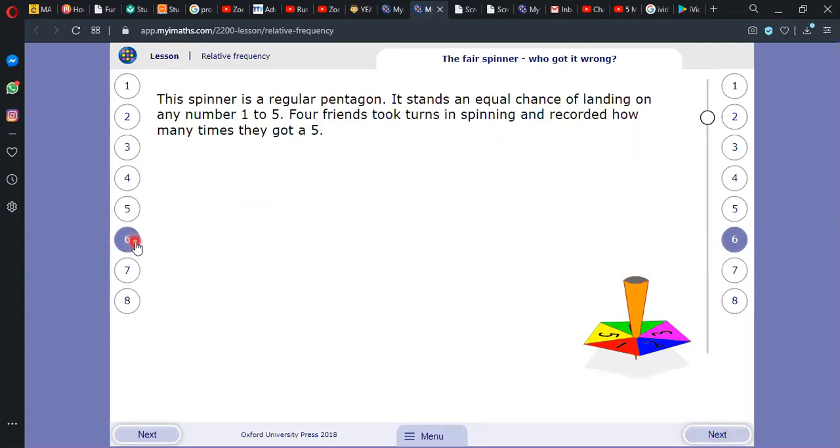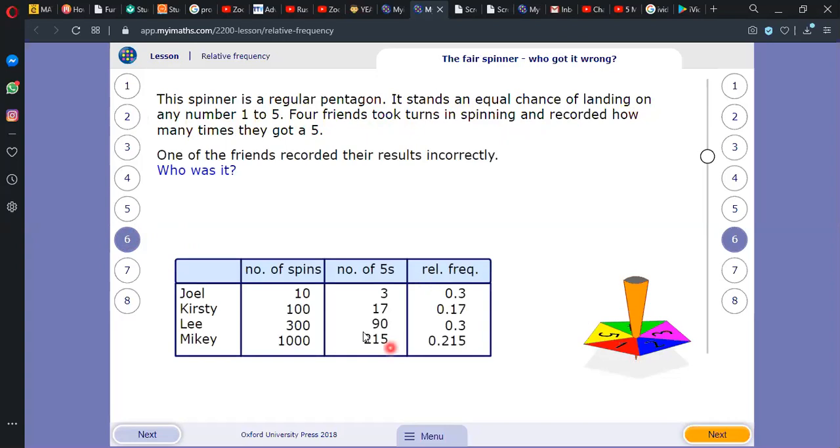Here we have a spinner which is a regular pentagon. Regular pentagon means all the sides are of the same size. I have the numbers 1, 2, 3, 4, 5 on that spinner. It stands an equal chance of landing on any of the numbers 1 to 5. Four friends took turns spinning and recording how many times they got a 5, and this is what they recorded. One of the friends recorded their result incorrectly. Who was it? Let's find out.